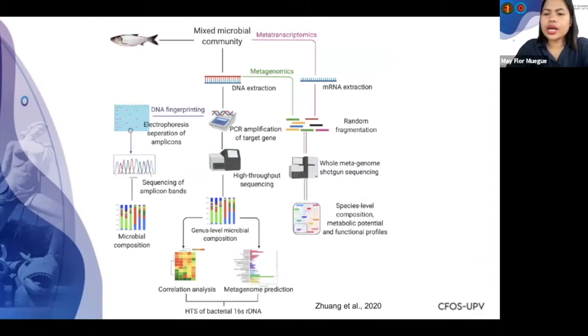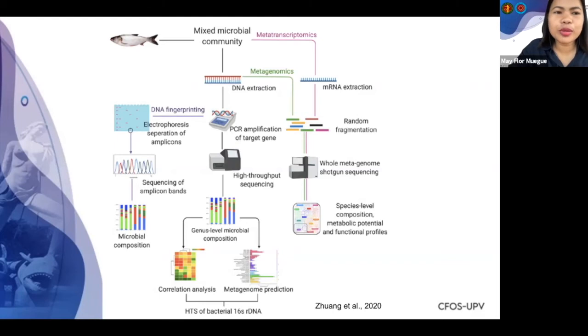Ayan. So, this very colorful slide is from the study of Zhuang et al. It shows the brief procedure of culture independent methods used in microbiota characterization of fish and crustaceans. So, bakit siya tinawag na culture independent? Because you don't need to culture the microorganism for you to be able to identify them. You just need their DNA, no?